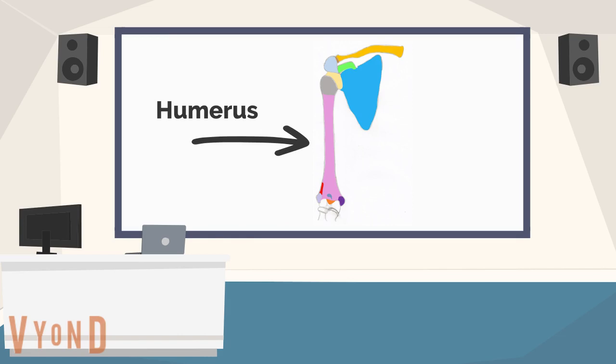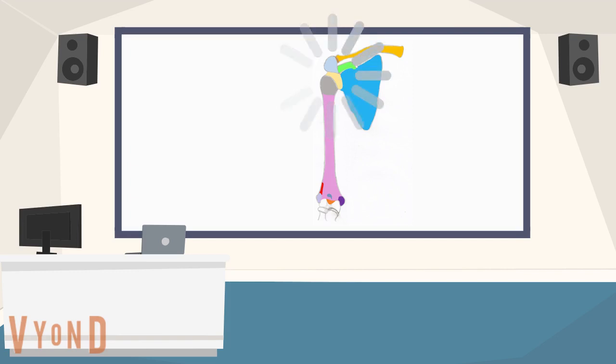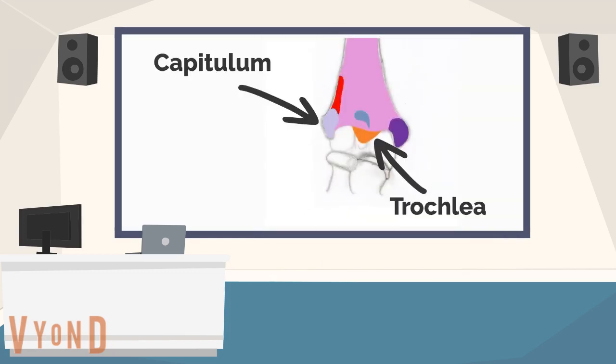The upper arm bone is called the humerus and is the longest and largest bone of the arm. It joins on either ends to form the joint of the shoulder at the upper end, and the elbow at the lower end. The capitulum and trochlea of the humerus articulate with the radius of the lower arm.